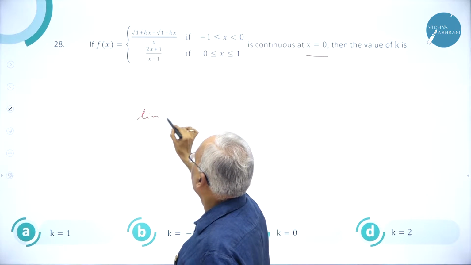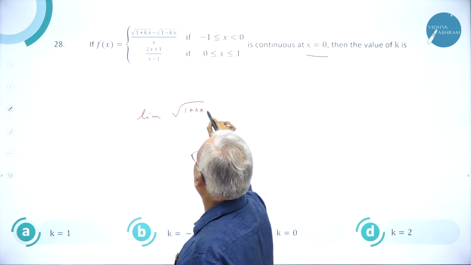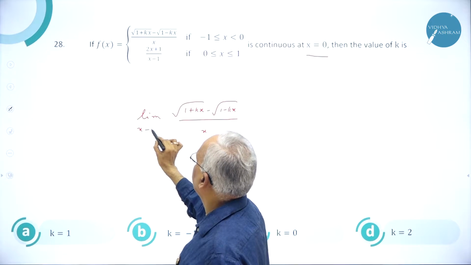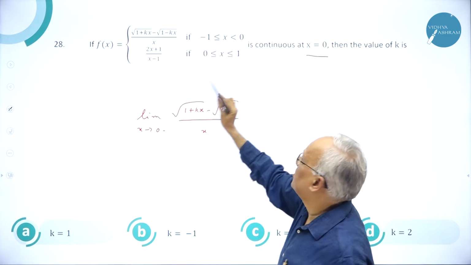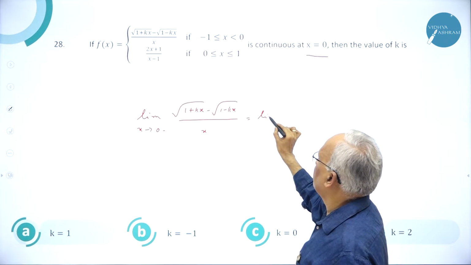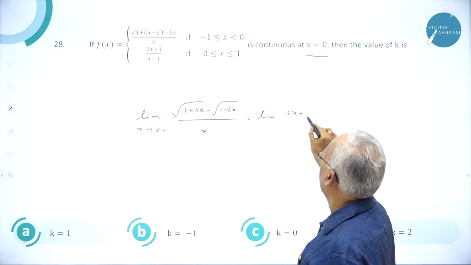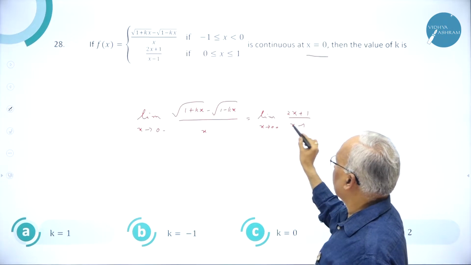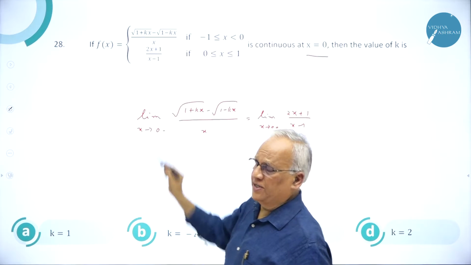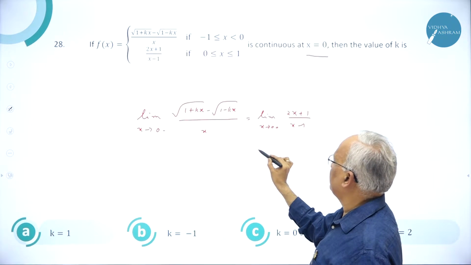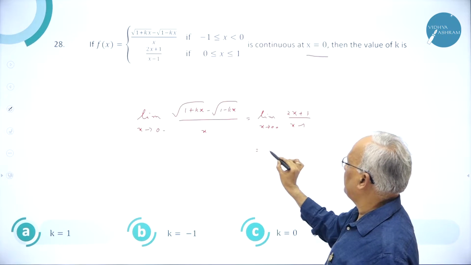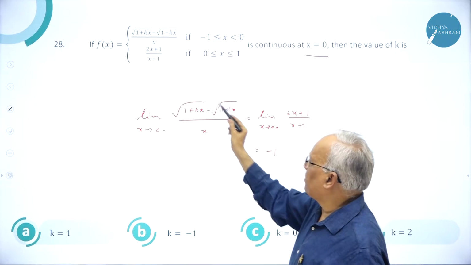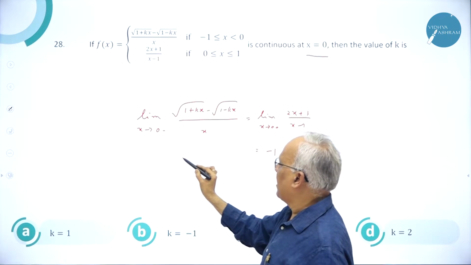Therefore, the limit of (square root of 1 plus kx minus square root of 1 minus kx) divided by x as x tends to 0 minus, that is the left hand limit, since to the left of 0 it is defined here, is equal to the limit of (2x plus 1) divided by (x minus 1) as x tends to 0 plus. You need not write 0 plus, because when it is the right side you have to substitute here. Now you can easily say this is equal to, if you put x as 0 here, 1 by minus 1, you get minus 1. How do you find the limit of this? There are two ways. One is you can apply L'Hospital's rule, or you can rationalize it. I think this is better.